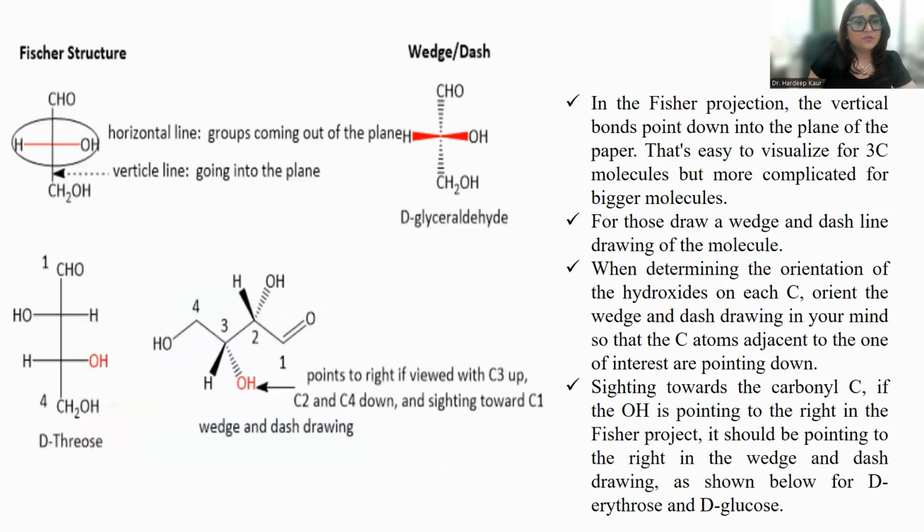Okay, so we were talking about how the vertical lines go into the plane and the horizontal lines come out of the plane. Okay, in plane and out of the plane. The aldehyde groups will be more oxidized, so that's why they are always on top. So C2, C3 and C4 are down, C2 and C4, they are down and sloping towards C1. Very close.